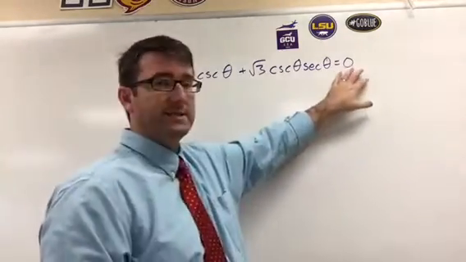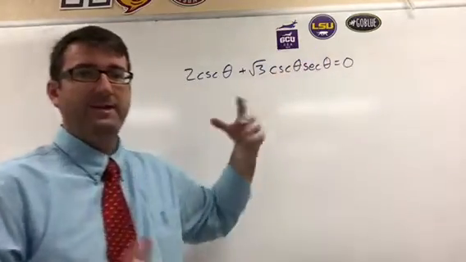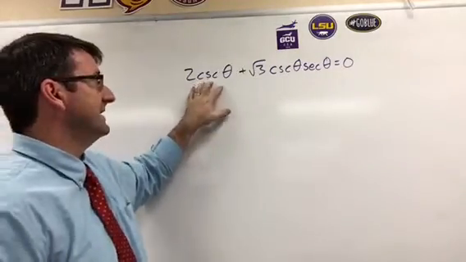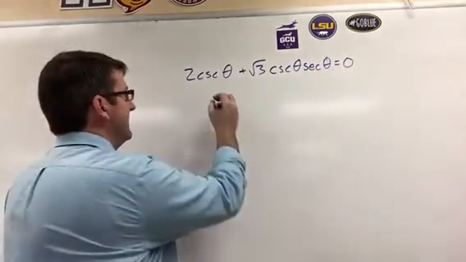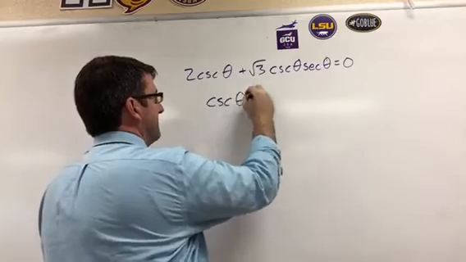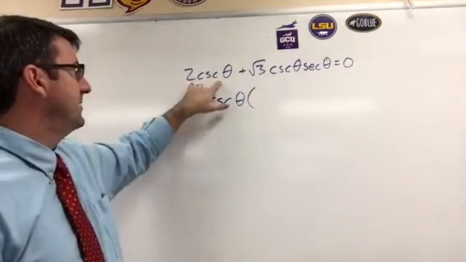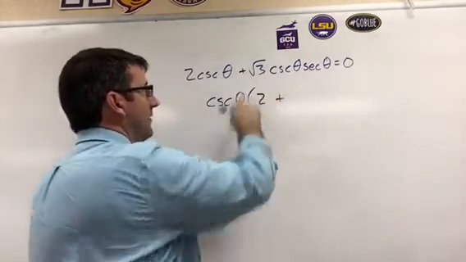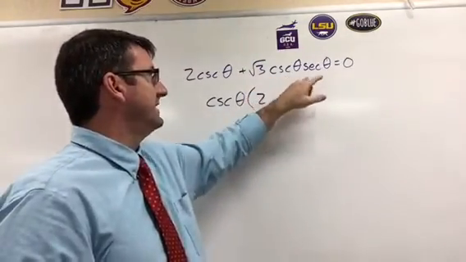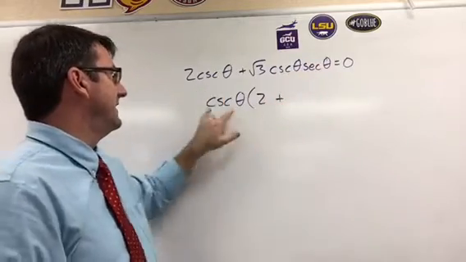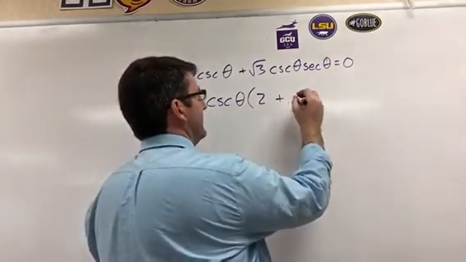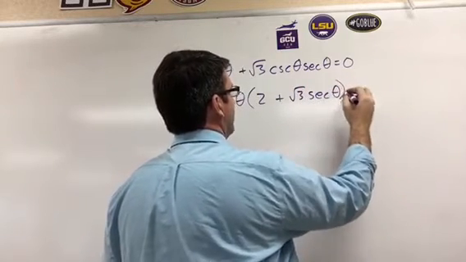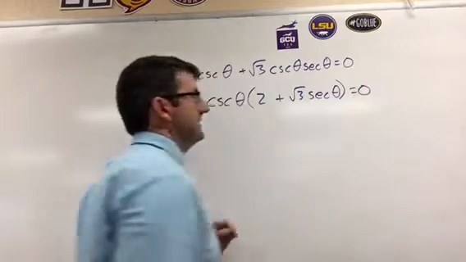We're going to get it equal to 0, which it already is, and then factor this side. And here we can see that each of these terms has a cosecant in it. So let's factor out a cosecant. And then 2 cosecant theta divided by cosecant theta is 2. Over here we have square root of 3 cosecant theta secant theta divided by cosecant theta is going to be square root of 3 secant of theta. And that's equal to 0.